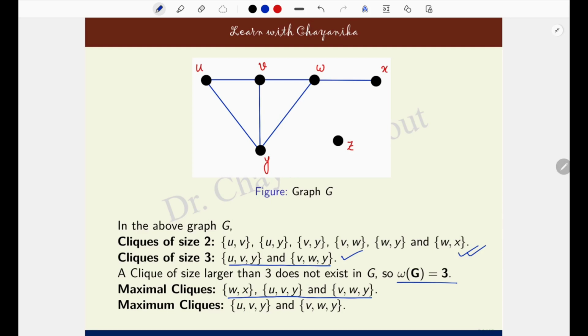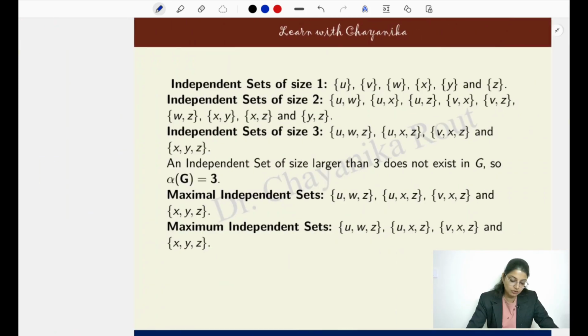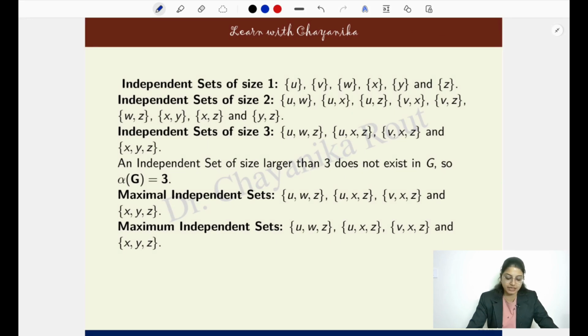If you observe carefully, you will get this result. And on the same graph, we have listed down all the results regarding independent sets as well. So here we have the maximum independent set of size 3 only, that indicates the independence number is 3. These are the maximal independent sets which are listed over here. So you can work out this problem on your own and check how these results have arrived.